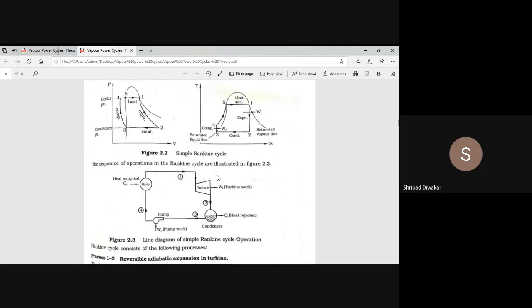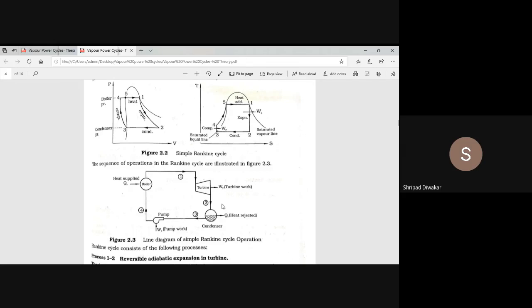These are the parts. First analyze the parts: boiler, turbine, condenser, and pump. These are the four basic parts of a Rankine cycle. The first one is the boiler, where steam formation takes place at constant pressure. In order to convert water into steam, we have to supply heat, and then only the phase transition takes place. Then we have the turbine, where expansion takes place, or power generation takes place.